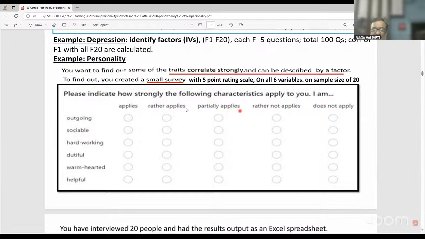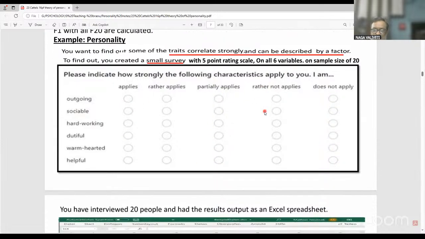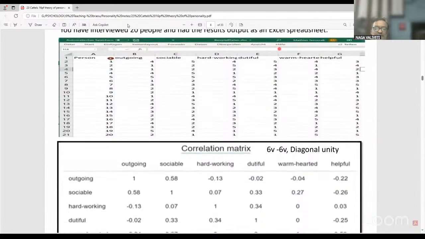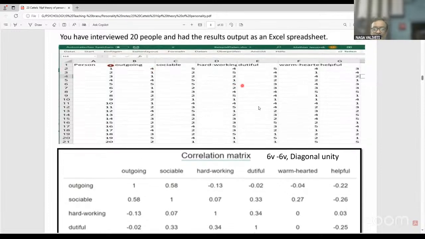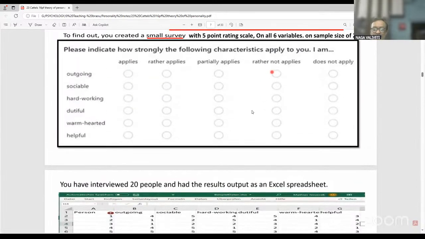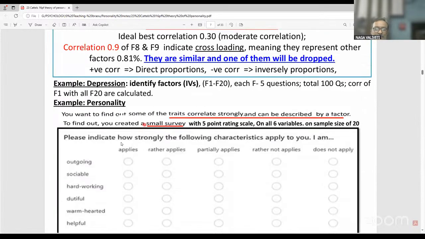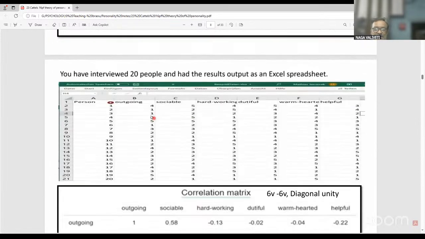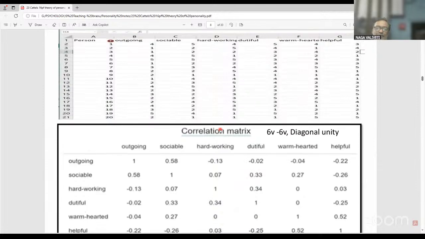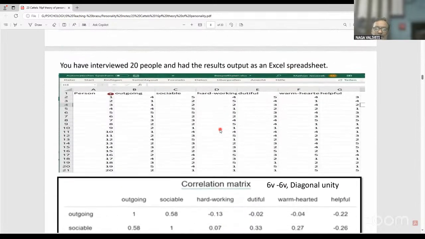This type of data will be collected. How many variables are there? 6 variables. What is the sample size? 20. Now, once they are collected, for each person, outgoing, 4 you had given. What is that 4? Rather not applies. What did the second person give? 1, meaning that it perfectly applies. So this type of data will be collected for each and every one. I'm not going deep into that. This is how the table is prepared, an Excel sheet.